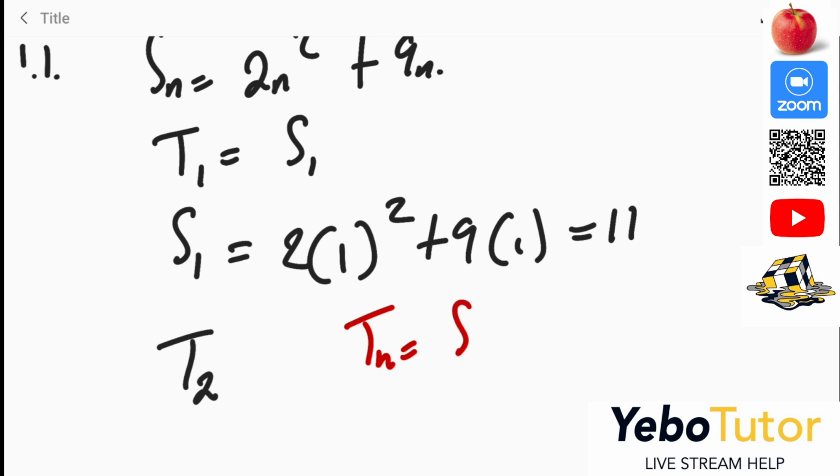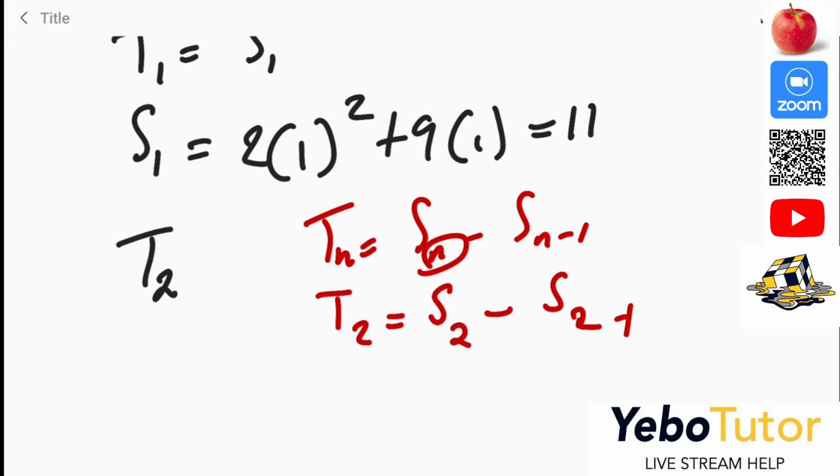But in order for us to get T2, we know that Tn is equal to Sn minus Sn minus 1. So if we want T2, this will be S2 minus S of 2 minus 1, because the n value has changed and we want the second term. So term number 2 is going to be equal to S2 minus S1.